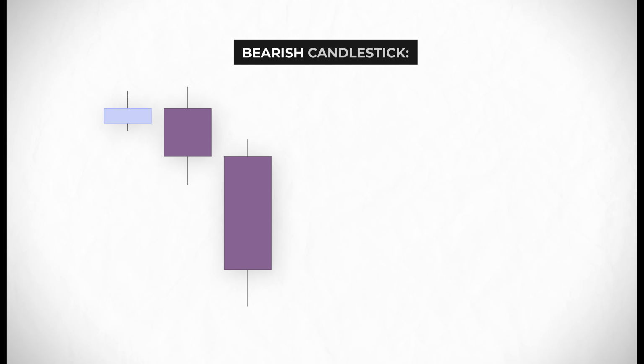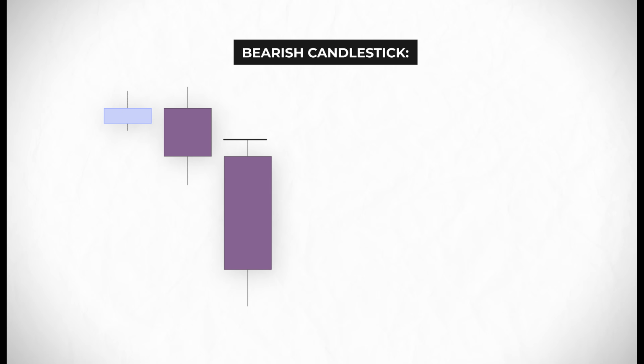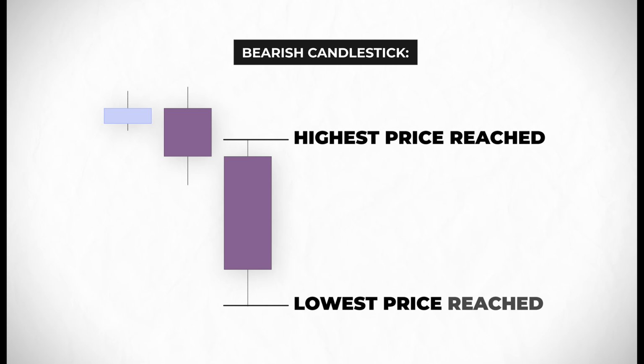Now, bearish candlesticks are literally the opposite of bullish ones. So in a bearish candlestick, the top of the body represents the opening price, while the bottom shows the closing price. So the wick above the body indicates the highest price reached during that period, and the wick below shows how low the price dropped. So bearish candlesticks simply tell us that the sellers were dominant, driving the prices down.